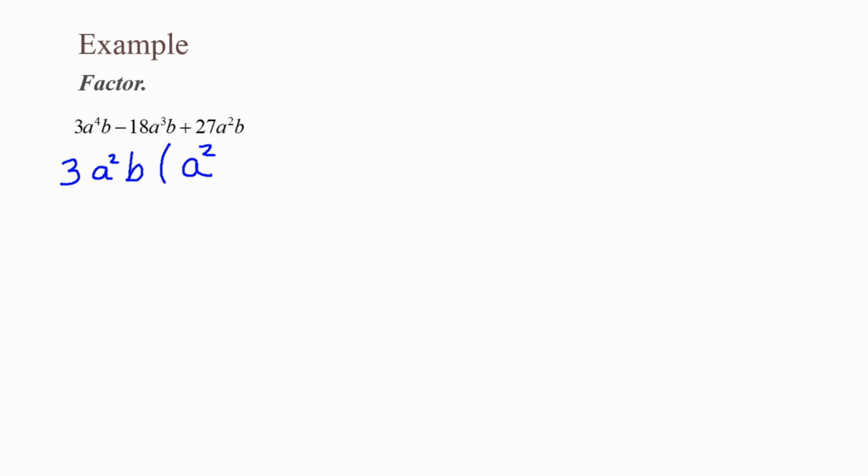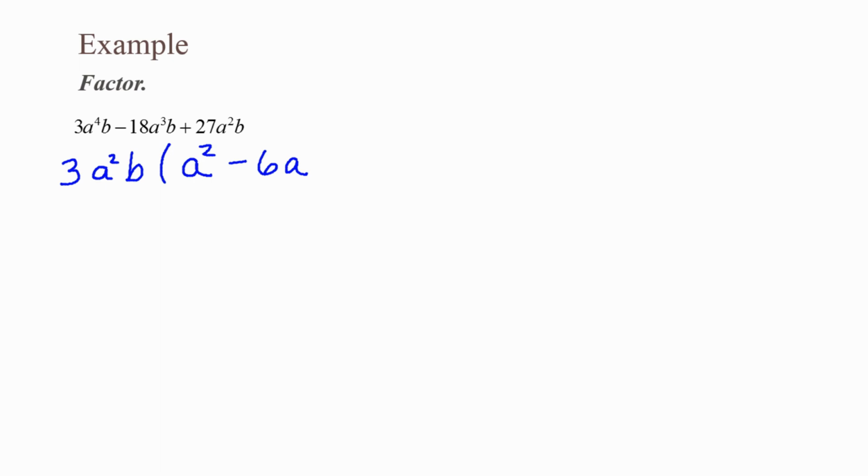Now I'm considering my second term, which is negative 18 a to the third b, and I'm dividing out 3a squared b. Negative 18 divided by 3 is a negative 6. A to the third divided by a squared, 3 take away 2 is 1. And then the b's cancel. So my second term is minus 6a.